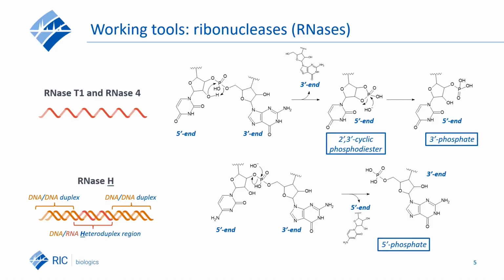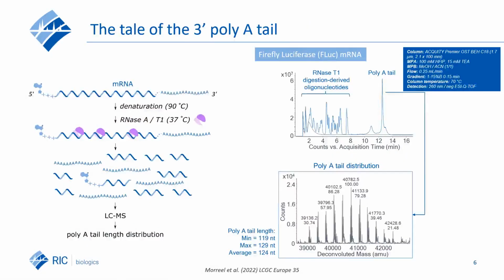The oligonucleotide fragments formed either contain a terminal cyclic phosphodiester or a terminal phosphate group. On the other hand, RNase H specifically hydrolyzes the phosphodiester bonds of RNA when hybridized to DNA and generates oligonucleotides with a terminal phosphate group.